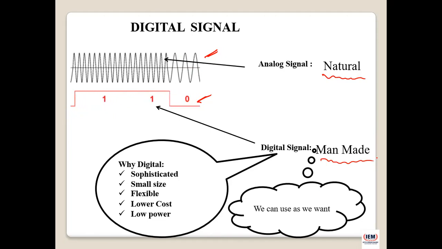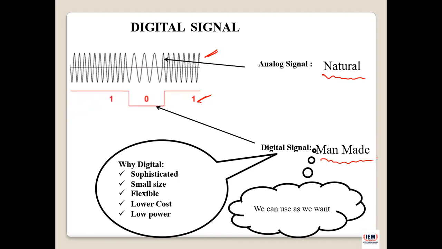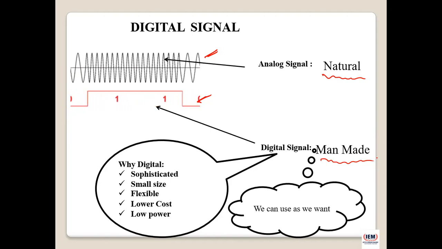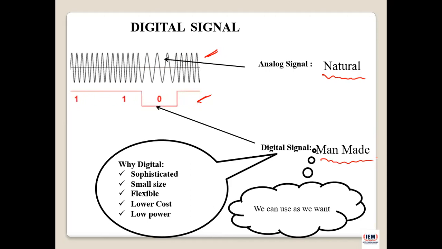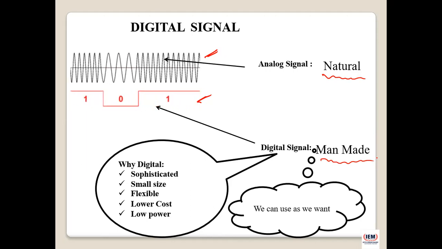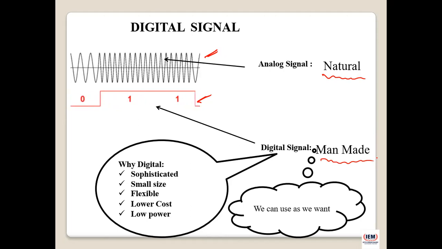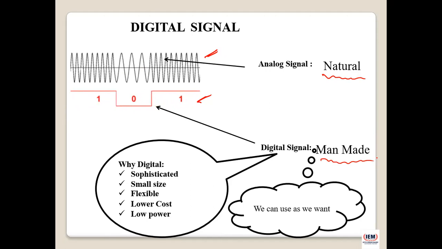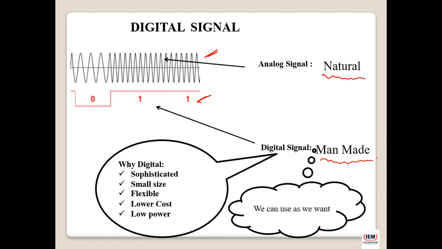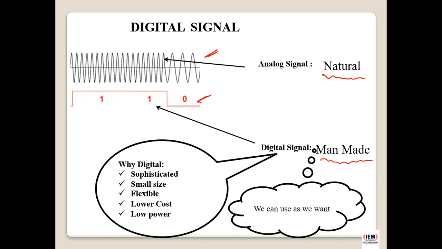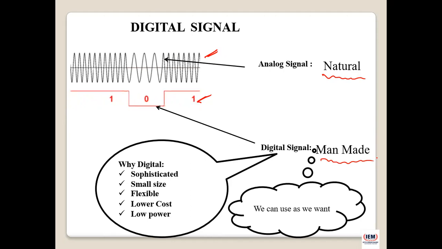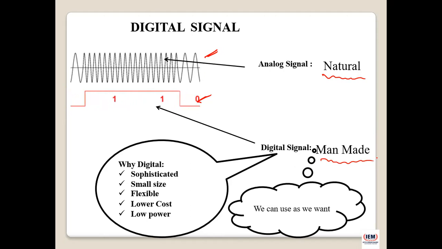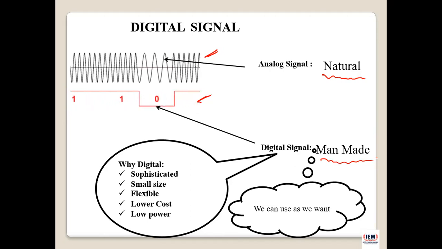Okay, so why digital? Here I am considering the most popular reasons. One is that the digital circuit, or digital system, is more sophisticated. The size of the system is small. I already mentioned this part is made by us. That means it is man-made.